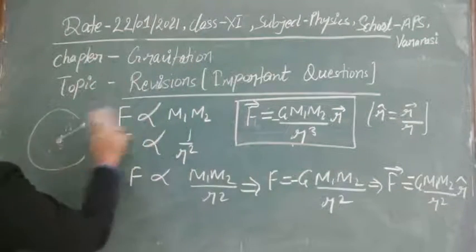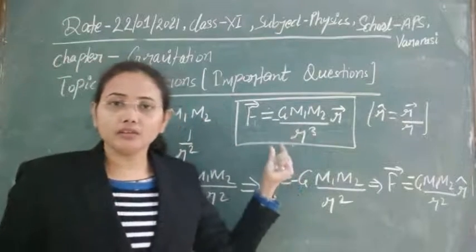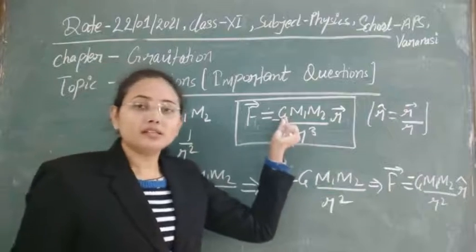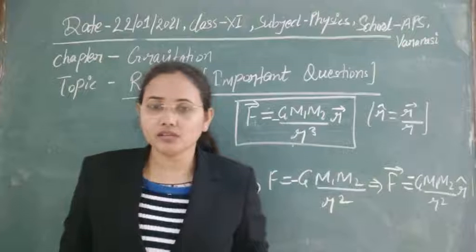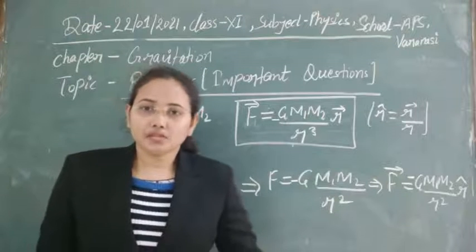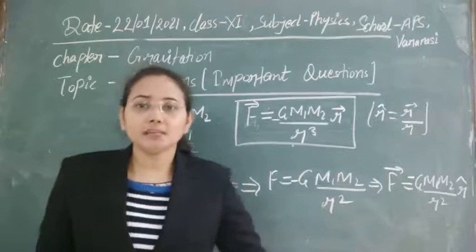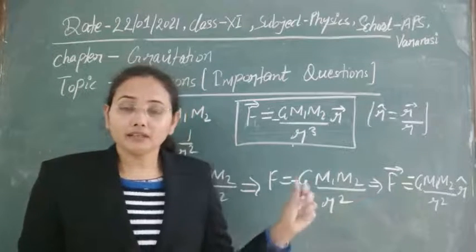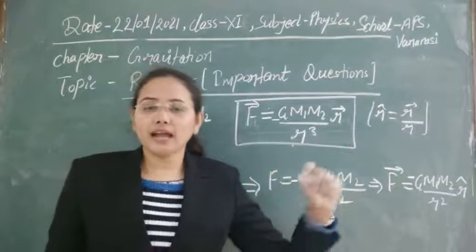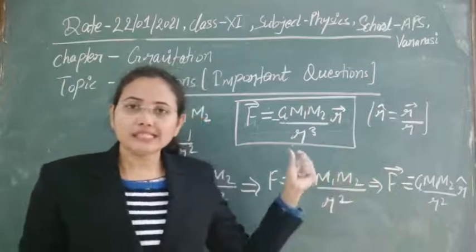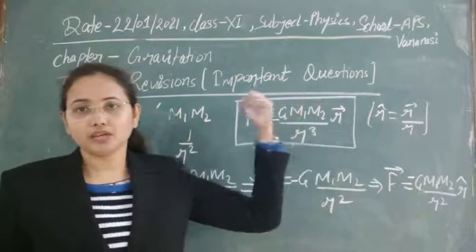A number of the numerical problems that are asked based on this are to find out the value of this G. This is the proportionality constant, and this G is known as the universal gravitational constant. Sometimes a constant has a definite value only at some places or positions, but a universal constant always has the same value at every point in the universe. So this G has a constant value of 6.67 into 10 power minus 11, clear?